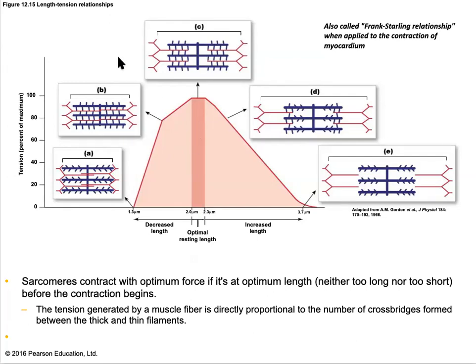Okay, and when we apply this length tension relationship to myocardium, so to the heart muscle cells, we call this the Frank-Starling relationship. And this is a term we'll hear in a later chapter.